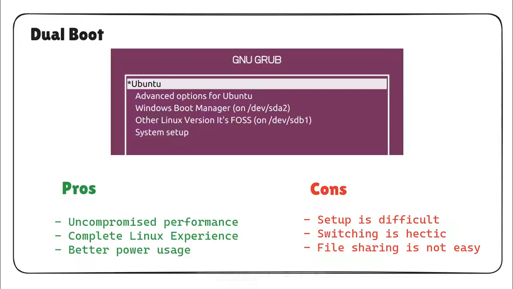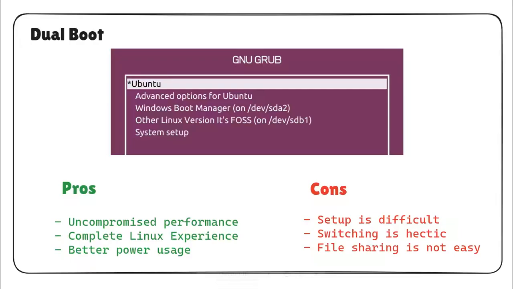Now let's talk about some of the cons of this method. Setup is difficult as you need to create a bootable flash drive, create separate partitions in your hard drive and install it. So it is quite a difficult process compared to other methods. Switching is hectic because you can only boot one operating system at a time. If you want to go to Windows, then you have to shut down your Linux system first and then boot Windows. You cannot run both systems at once, so that's why switching is difficult. File sharing is not easy. Sometimes you cannot share files between your Windows and your Linux system, but in the case of other methods it is much easier.